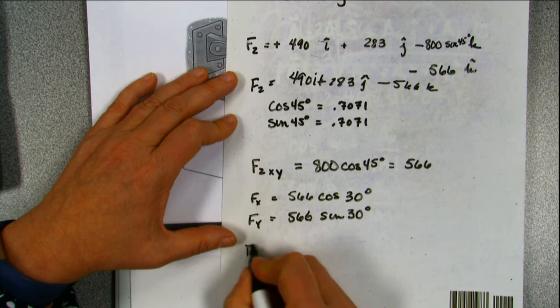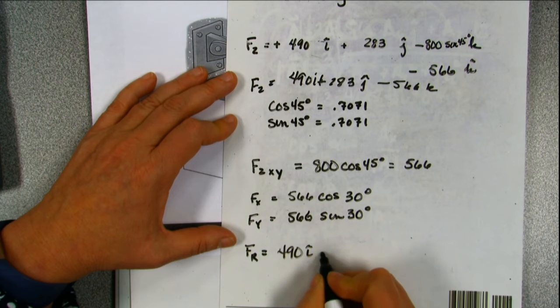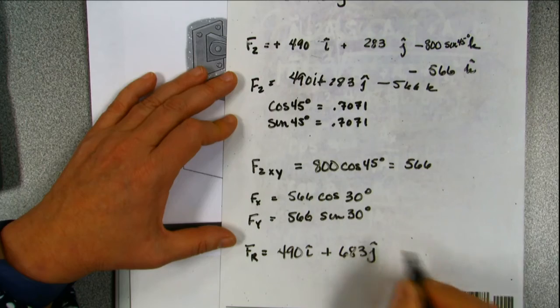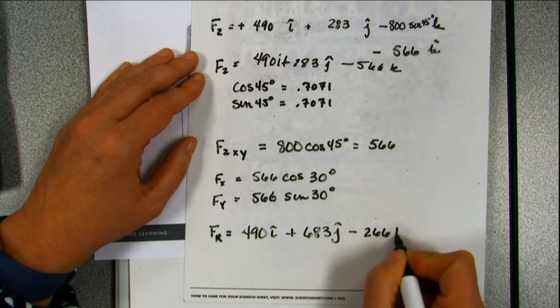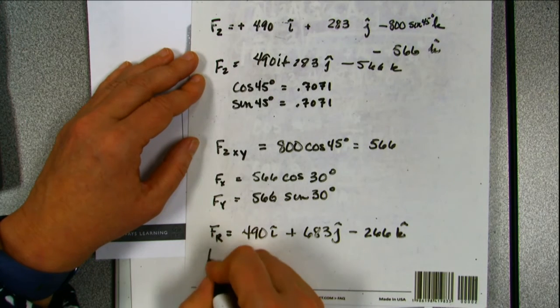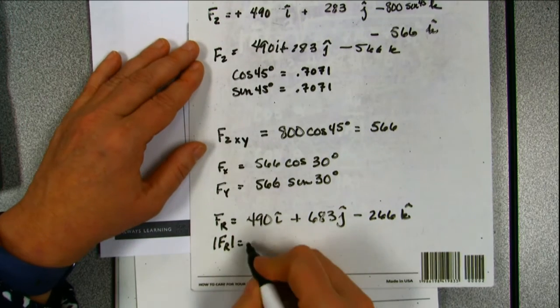Now if we want to do the resultant, I'm going to have FR is going to be 490I plus 683J minus 266K. Now I can find the overall magnitude.